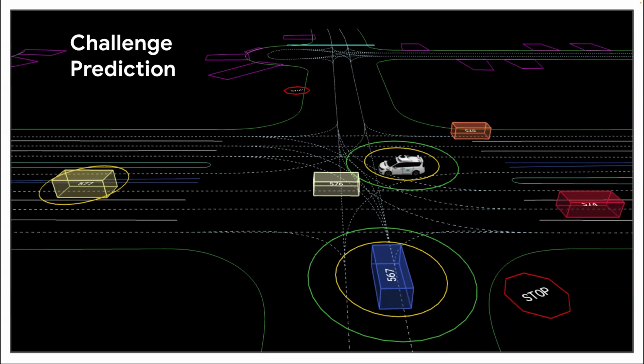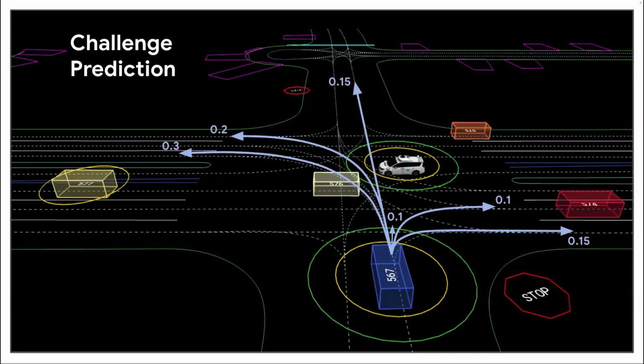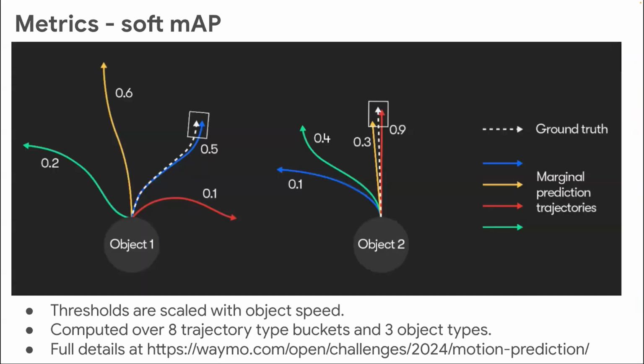And so because motion forecasting is inherently multimodal, the models can predict up to 6 trajectories for each of the objects, each with a corresponding confidence score. And then we use a suite of metrics that we provide on the leaderboard for each of these.